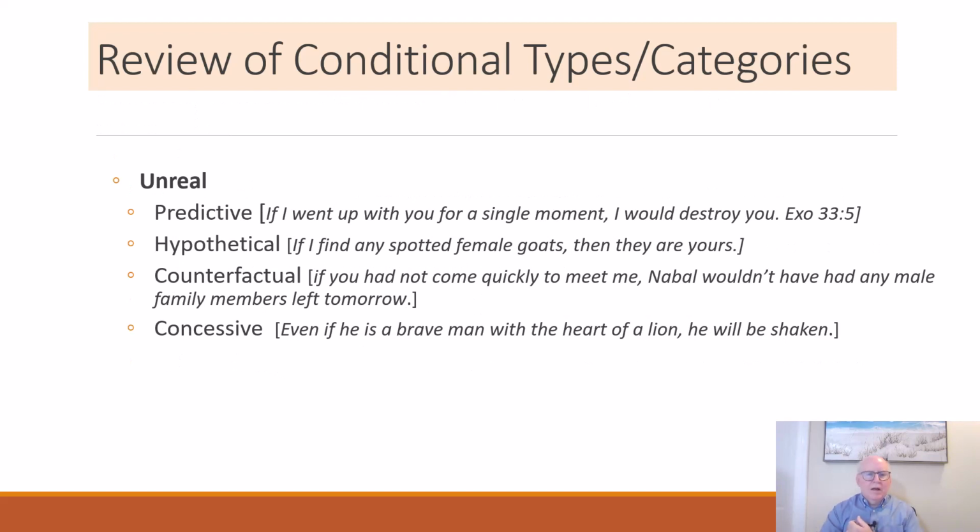So he makes that conclusion. And in the unreal category, they can be predictive. An example is, if I went up with you for a single moment, I would destroy you, Exodus 33:5. They can be hypothetical. If I find any spotted female goats, then they are yours. They can be counterfactual. If you had not come quickly to meet me, Nabal wouldn't have had any male family members left tomorrow. Or they can be concessive. Even if he is a brave man with the heart of a lion, he will be shaken.